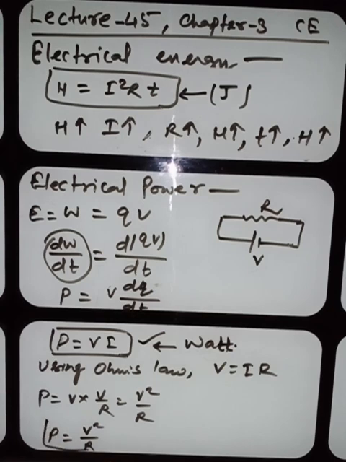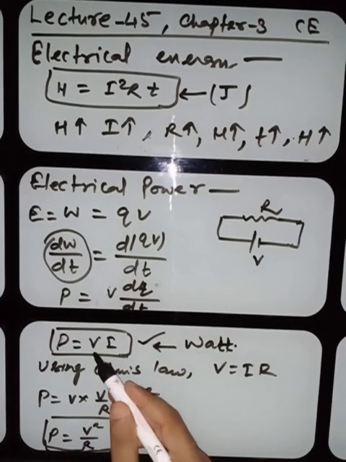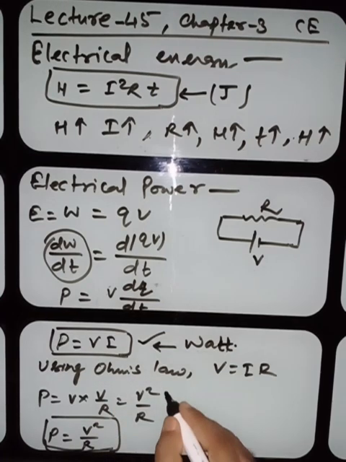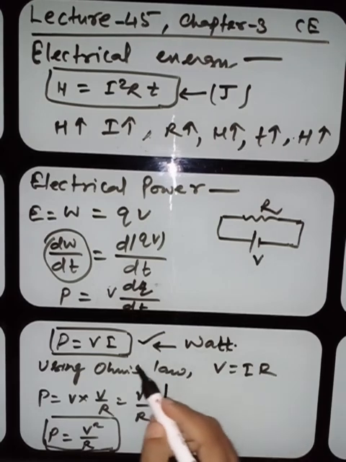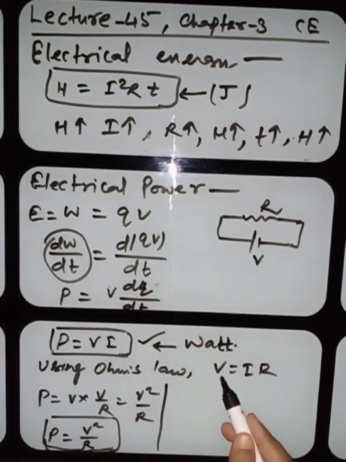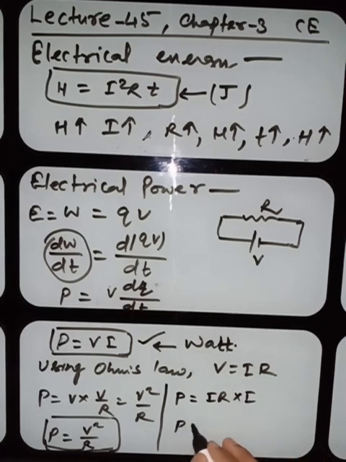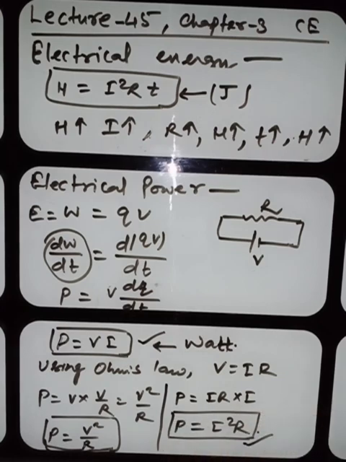This is very important, and you must remember this formula. The one formula you got here is V times I. The second one you got is V square by R. Now the third one: could you replace this V? Yes, you can replace this V by IR. So this will be P equals IR times I. So this power will be I square R. So we have a formula P equals I square R.